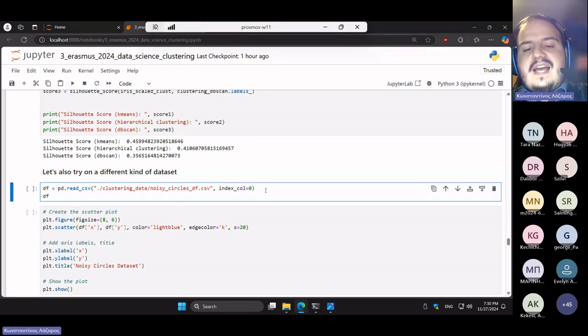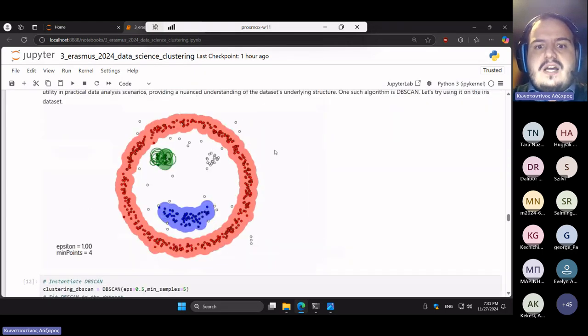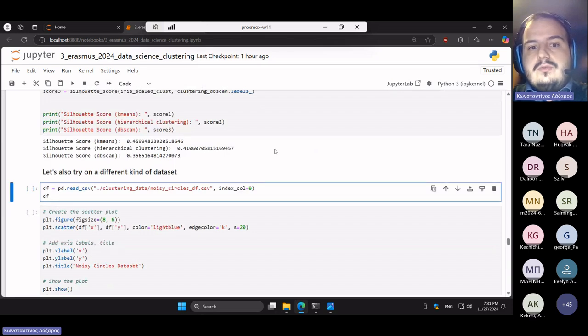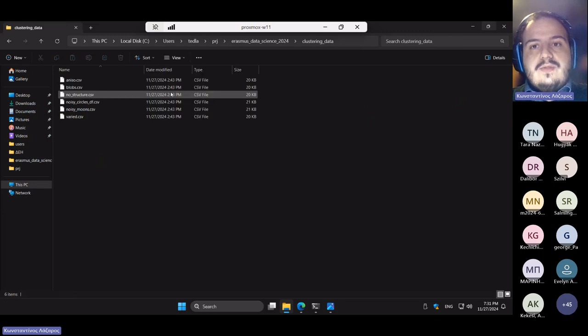So what would actually happen if we tried to employ the same algorithms on a complex data set, like a nonlinear data set, something like this, for example? So this is exactly what we're going to try out now. We're going to check out the noisy circles dataset. This particular dataset, as a reminder, is also within this clustering data folder.